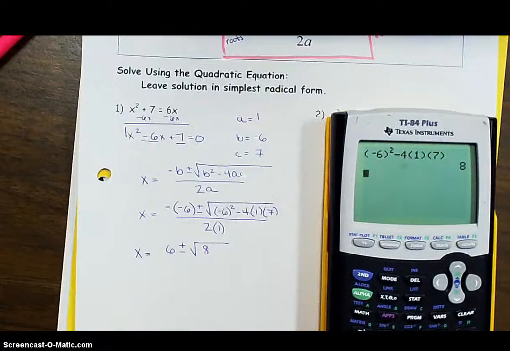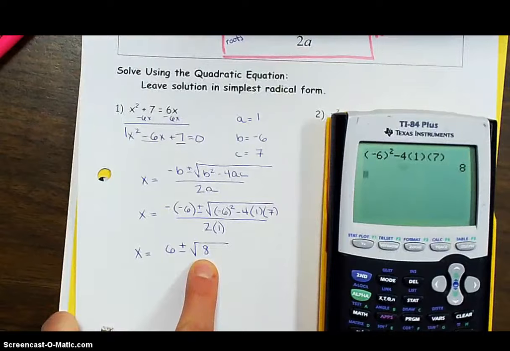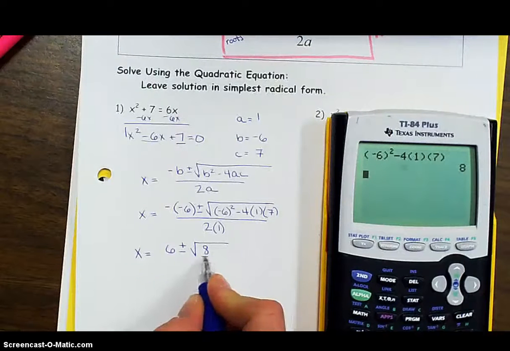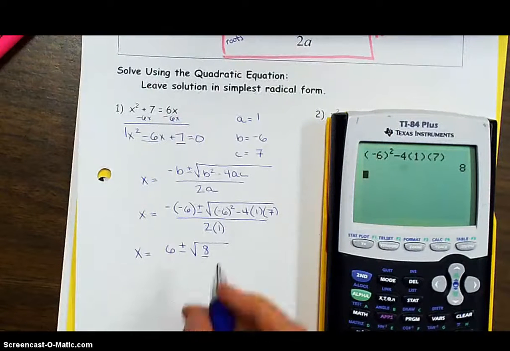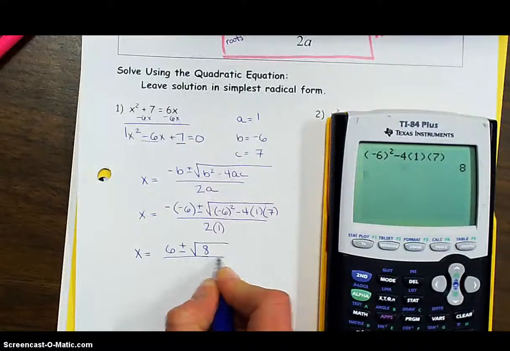Okay, now here's a little trick. This number here under the radical has to be positive. You can't take the square root of a negative number. That's called a non-real number. So this number here always has to be positive. So if it's not positive, we have to go back and fix it.